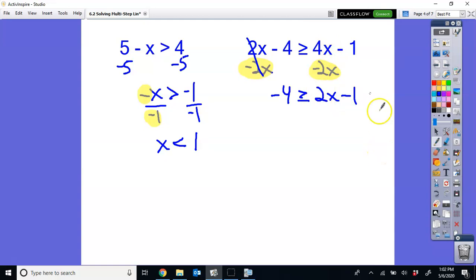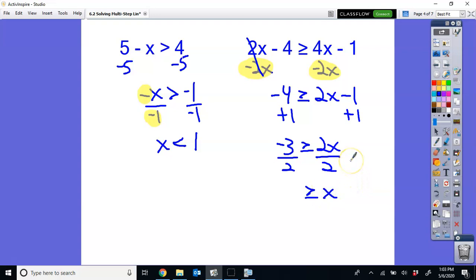Then we get rid of the minus 1 by adding 1, adding 1. Once we add 1 to both sides, we have negative 4 plus 1 is negative 3. And then that leaves me with 2x over here. We divide by 2. Notice we're dividing by positive 2, so do not flip the symbol, only when you divide by a negative. And negative 3 divided by 2 is negative 3 halves. Or if you do negative 1.5 as a decimal, that's okay. So that's what you do when you have a variable on both sides.